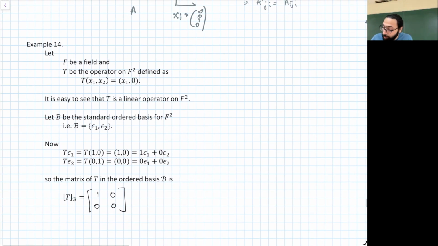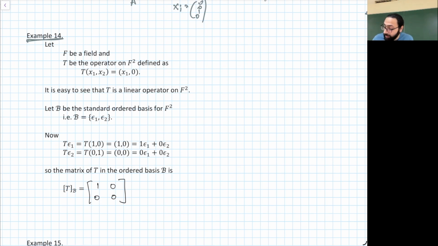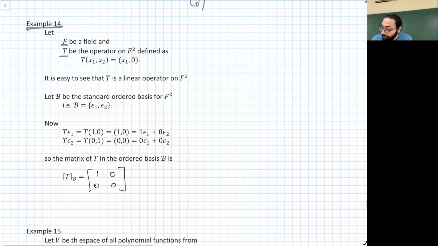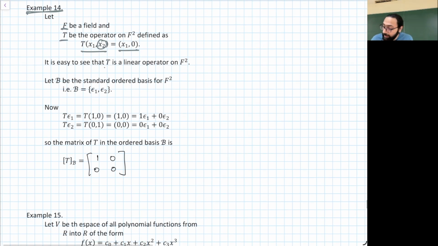Okay, so let's look at example 14, just to get a hang of how the matrix is given for a linear operator. Suppose F is some field, and T is some linear operator, which is defined as follows. It's basically removing the second component. That's just the definition of the linear operator. It is easy to see that this is indeed a linear operator.